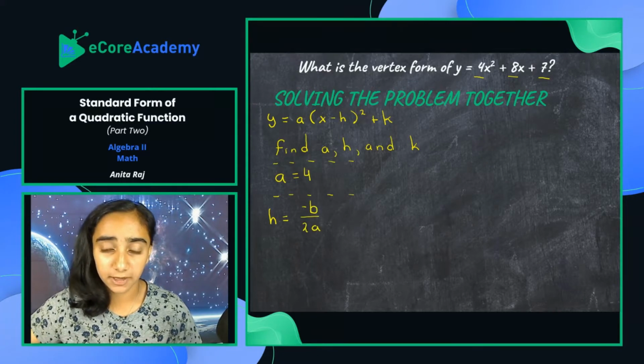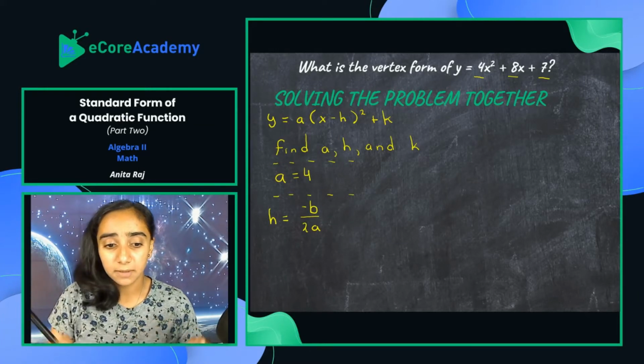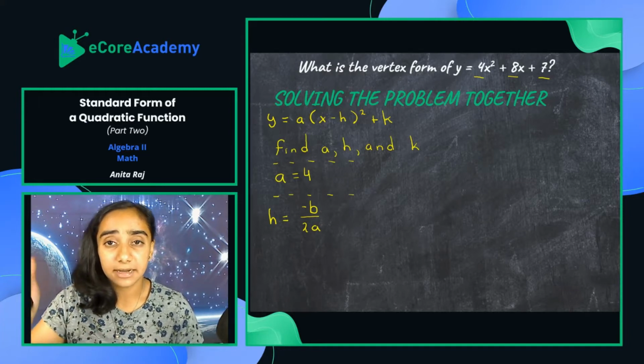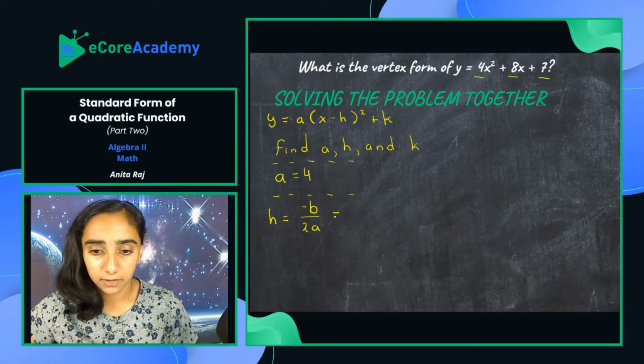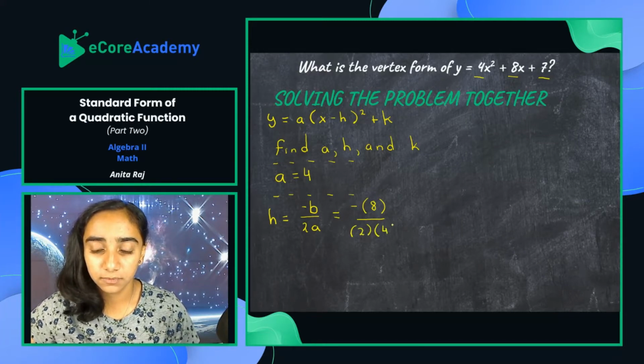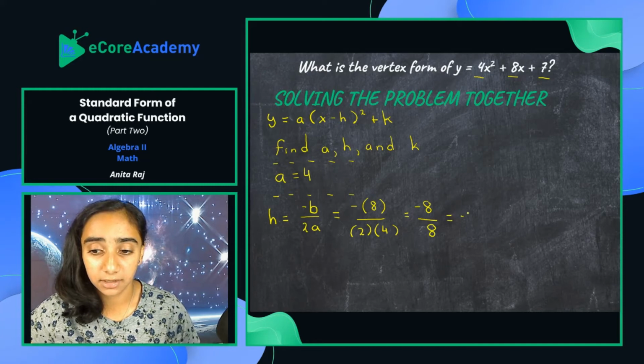Negative b over 2a. If we look at our standard form written at the top of the screen, y equals 4x squared plus 8x plus 7, we're going to do negative b over 2a. So negative b is negative 8. I'm going to write negative times 8 over 2 times a. What is a in this case? Well, a is 4. So 2 times 4. Then we simplify. Negative times 8 is negative 8. 2 times 4 is 8. And negative 8 divided by 8 is negative 1.